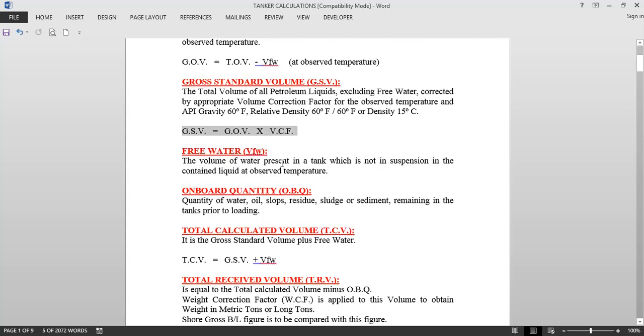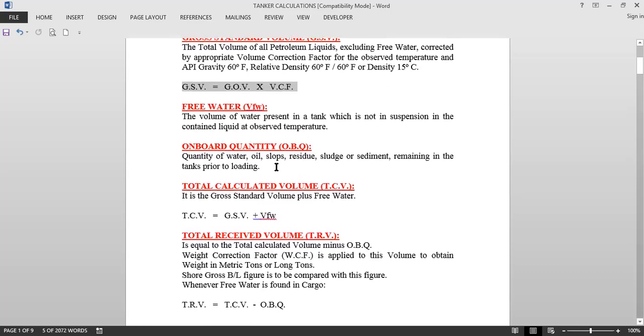Basically, free water is the volume of water present in a tank which is not in suspension in the contained liquid at observed temperature. So you're going to use your UTI, and with the help of that, you're going to calculate the sounding of this free water. Then you're going to enter your ullage tables. You are either going to use the sounding, or you're going to change that sounding to ullage, and you are going to calculate the volume of this free water.